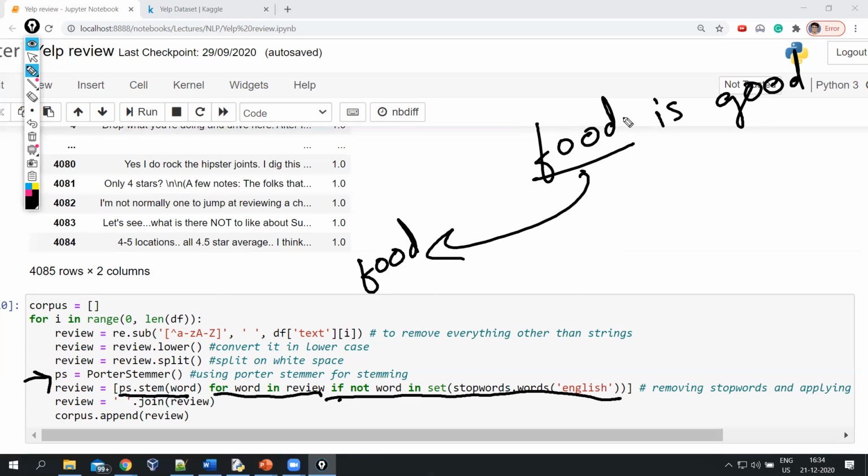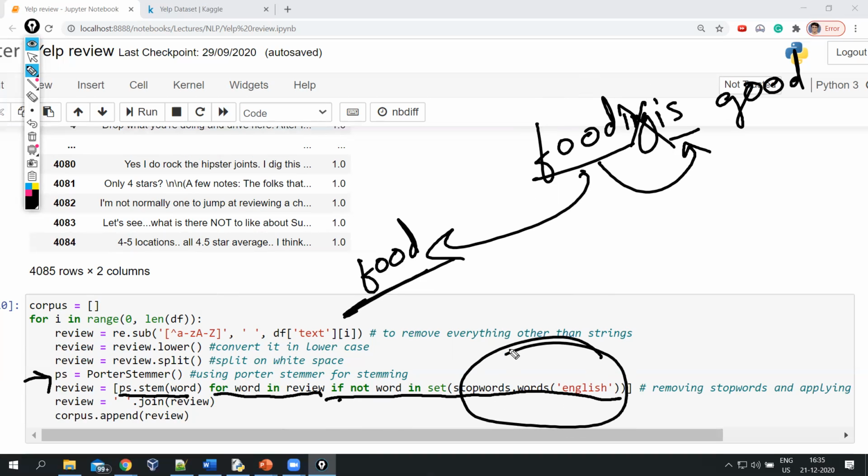For example, if instead of food you have "fooding" here, this is just a raw example. It will first check whether fooding is in stop words. No, it is not in stop words, so at the end it will do stemming. So "ing" would be removed and you will get food. After that it will move to the next word, "is". Now "is" is a stop word, so it will not return anything.